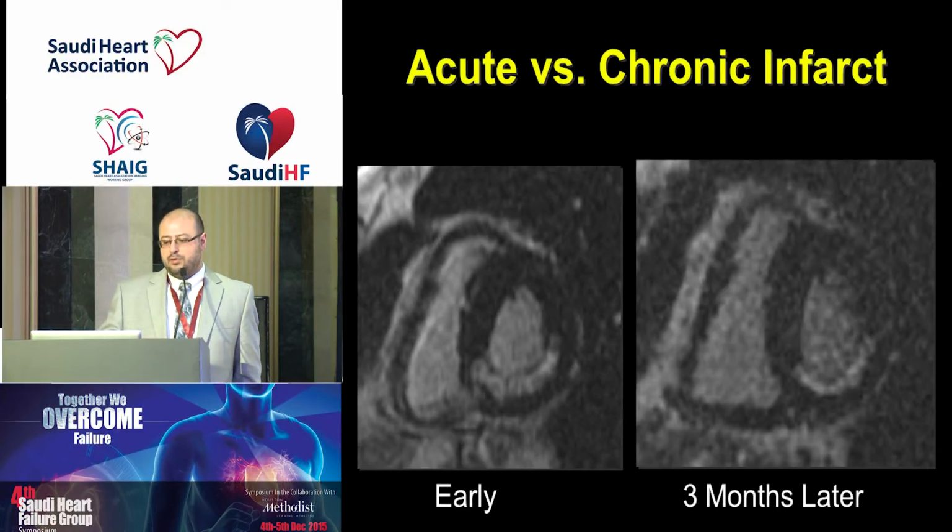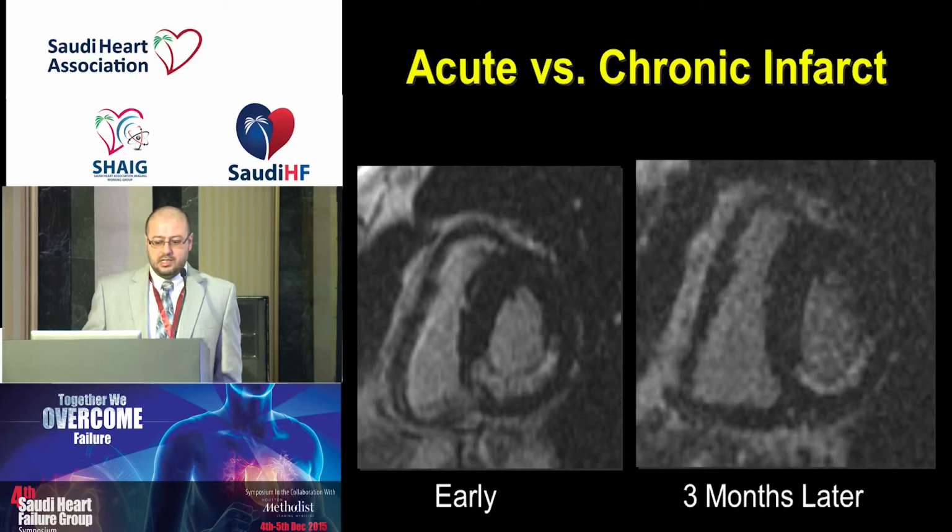Now we use this information and gather further information by sometimes repeating the MRI, because if you image in the acute phase, you can potentially overestimate the amount of scar, as you see in here.